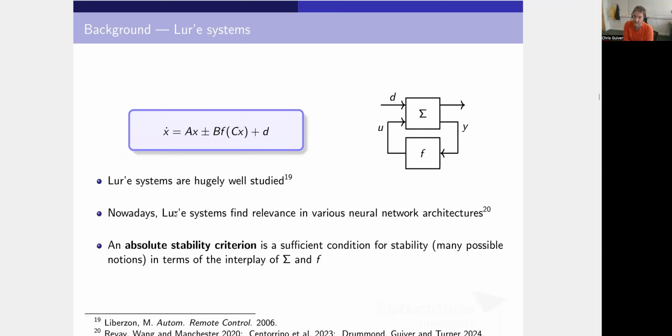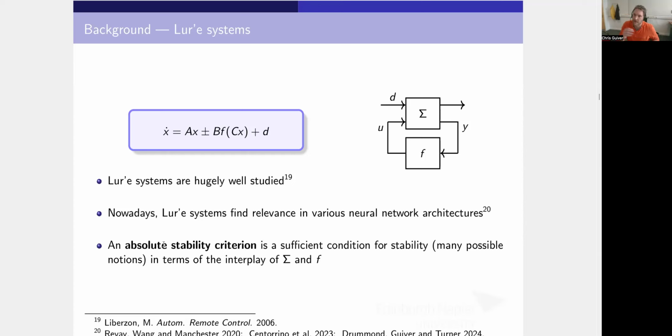So I'm moving towards the stability theory of such objects. So think a bit again about Lur'e differential equations. I often just call these Lur'e systems. These are hugely well studied. This review paper by Liberzon 2006 has like 500 references already. They still find relevance. For example, nowadays, various neural network architectures like equilibrium networks can be expressed as Lur'e systems. Again, references are shown.